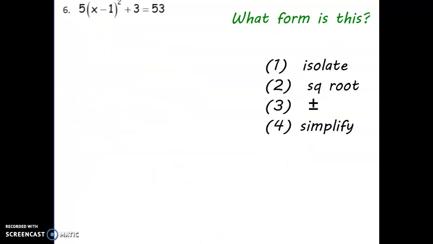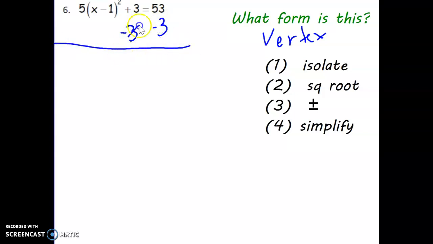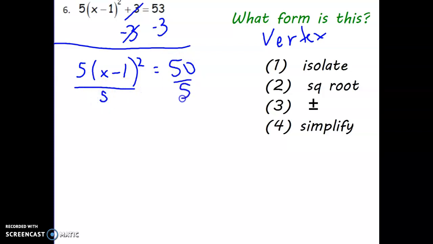All right, last one. This one is in vertex form because I see that with the parentheses squared. So I have the correct form to solve by square roots. All right, let's isolate that squared term. What should I do first? Should I take care of the 5 or should I take care of the 3? You're going to want to subtract the 3 first, just like we did when we were solving absolute value equations back at the beginning of the semester. You do the adding and subtracting part first, and then you do the division. So I'll divide both sides by 5.